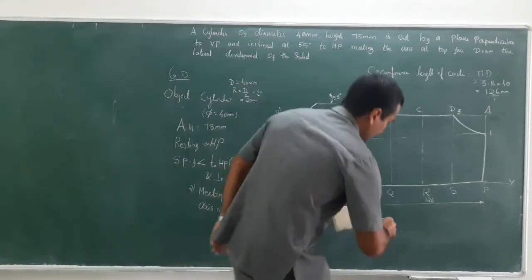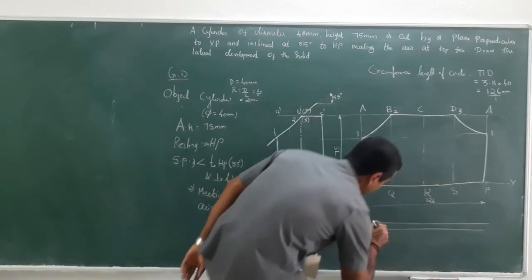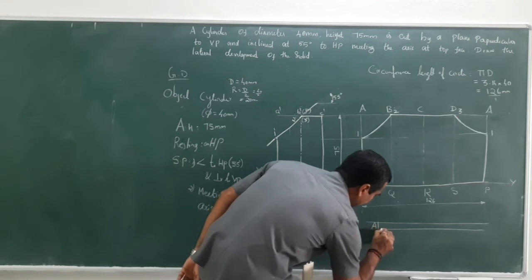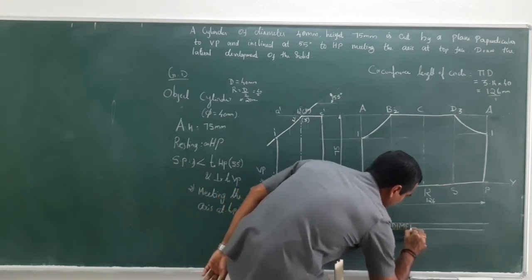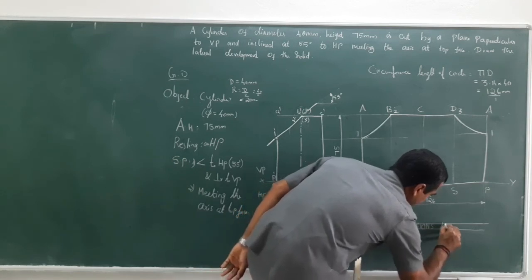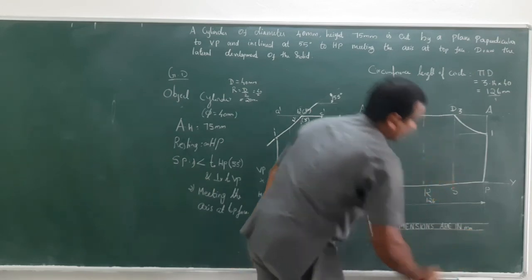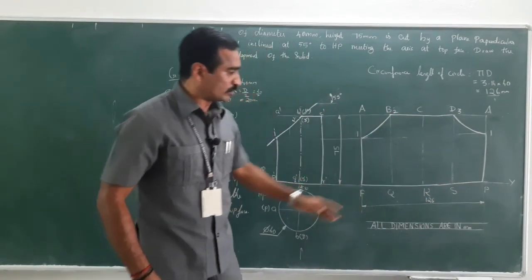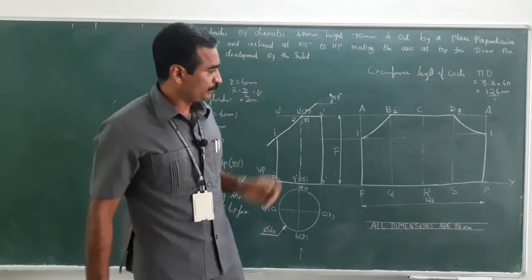Next, the note within the guideline of 5 mm, I need to mention all dimensions. Whatever the dimensions I considered here are mm. All dimensions are in mm. And the scale what I used here is the actual scale, which is true scale 1:1, because I haven't changed any of the dimensions given here.